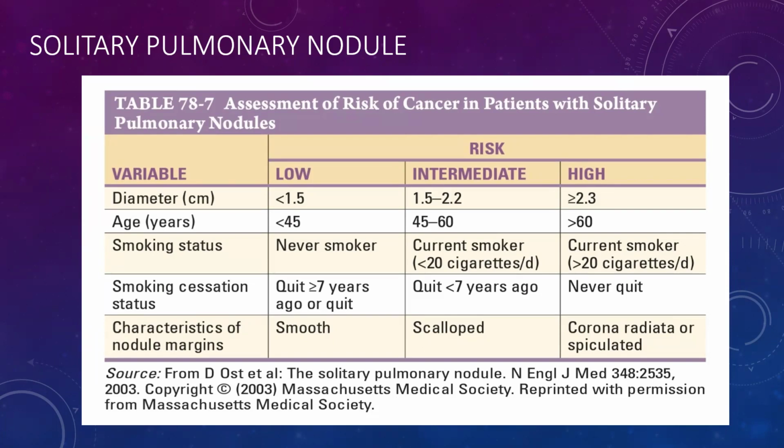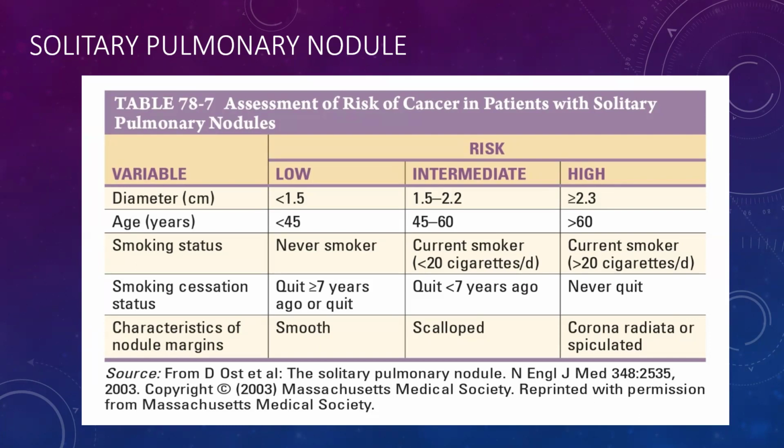Look at the patient's age. If the patient is young, less than 45 years old, then the patient is at low risk of developing lung cancer. But if the patient is 45 to 60 years old, the patient is at intermediate risk. And if your patient is elderly, more than 60 years old, that places the patient at high risk of developing lung CA.